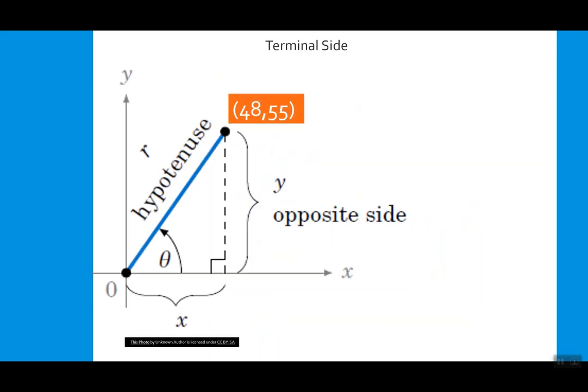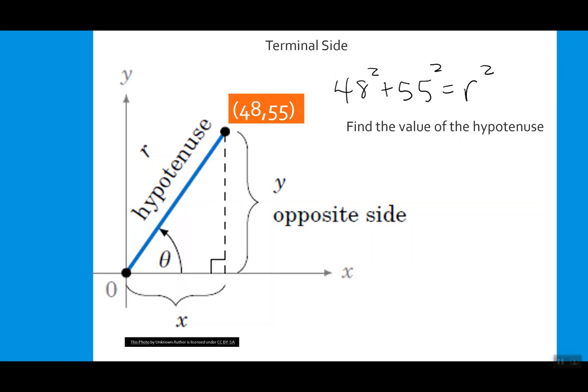Let's take an example where I have the point (48, 55). The horizontal distance is 48, the vertical distance is 55, so we want to find the measure of the hypotenuse. To find the value of the hypotenuse, we are going to square 48 and square 55, and then that'll give us this value r squared. I'm calling it r because the picture has r on the hypotenuse. 48 squared plus 55 squared gives me a value of 5,329. I'm going to take the square root of that, and that tells me r is 73.